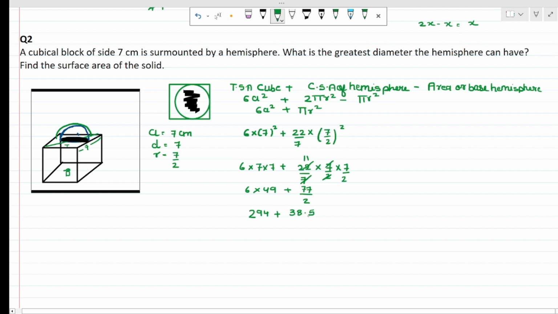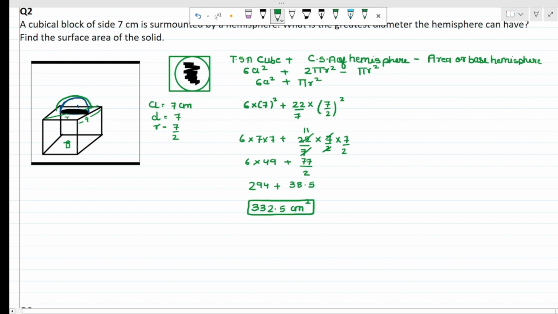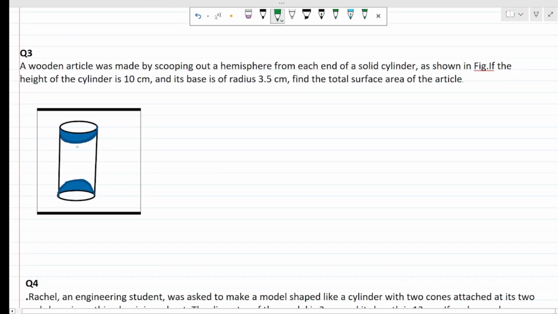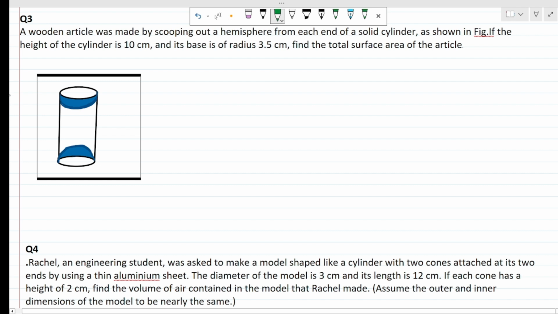Now add this 38.5 with 294. So your answer will be 332.5 centimeter square. So the area of the given combined figure, in which your cube is added with your hemisphere, you will get your final answer as 332.5 centimeter square.